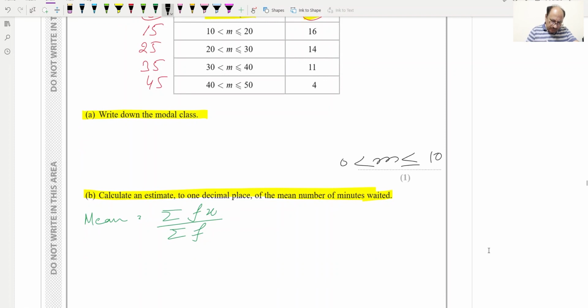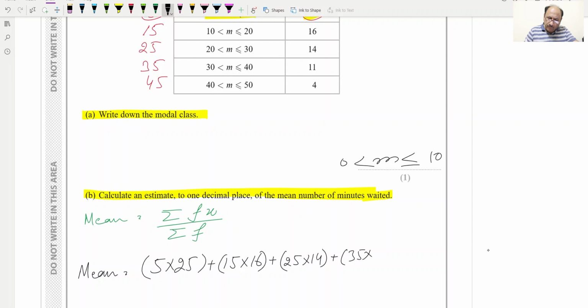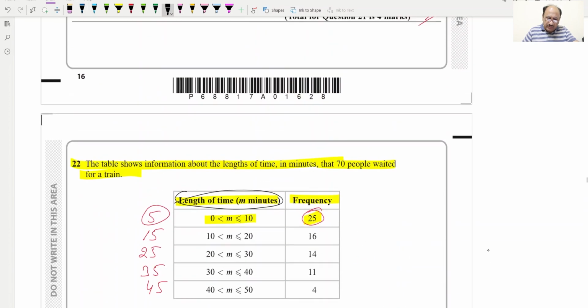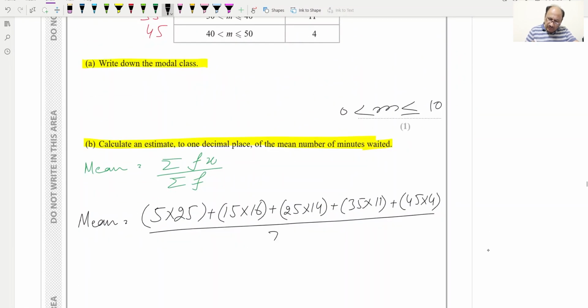So the mean is equal to 5 into 25, plus 15 into 16, plus 25 into 14, plus 35 into 11, plus 45 into 4, and this will be divided by the sum of frequencies, and they have given us the detail which is 70 people, so divided by 70.